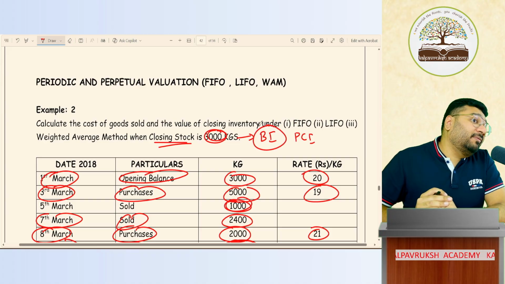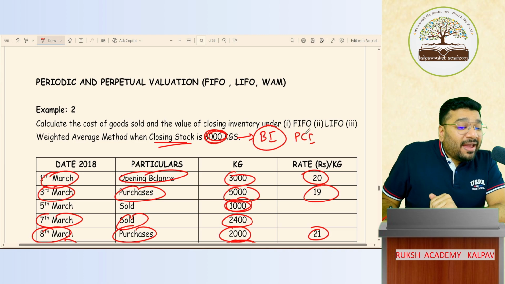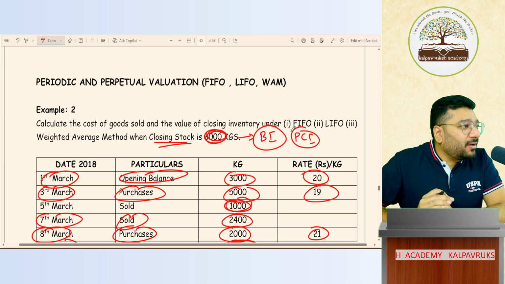Had this been periodic, then how this 3000 kg is coming? By physical counting of the inventory. Got it, not got it? Okay.